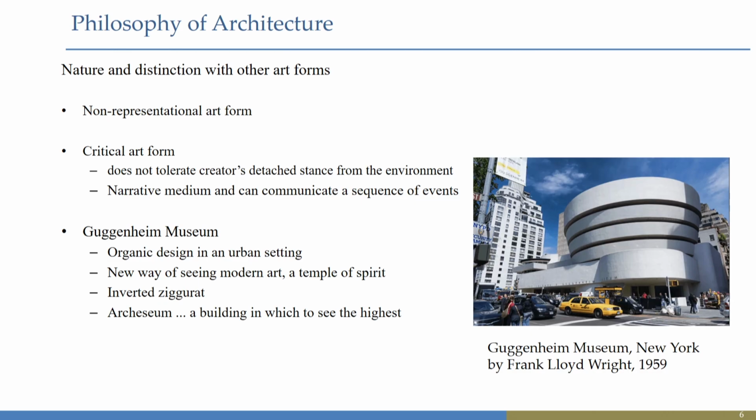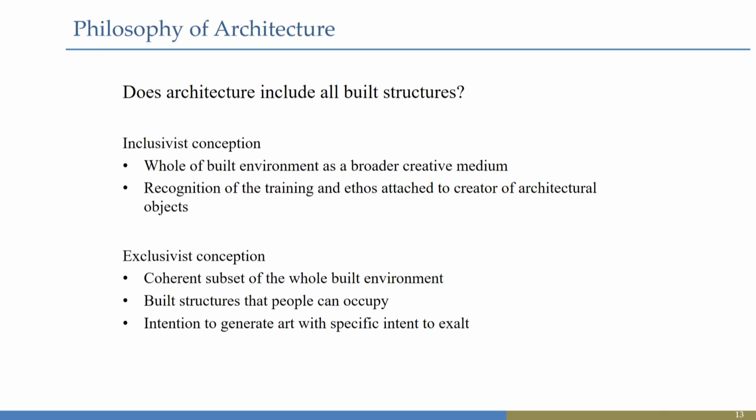And what is that highest? What can you see which is highest? Often we say God, that God is something that we cannot see. So, therefore, when we see a building where we can see the highest, perhaps he means a building where we can see God. So, let us look at the last one, specific intent to exalt. Unless there is a specific intent to exalt, it will not become architecture per the exclusivist conception.